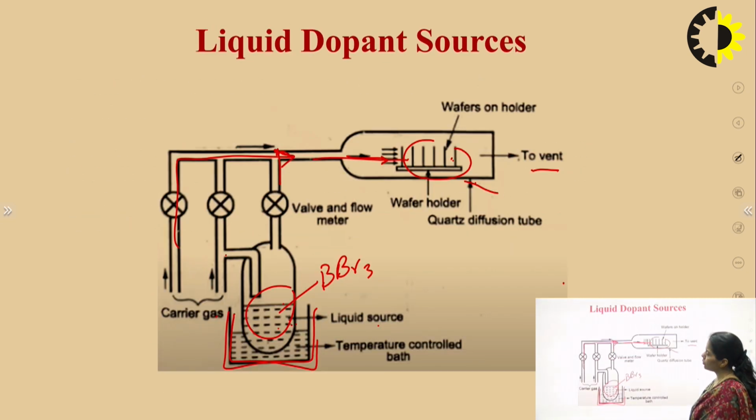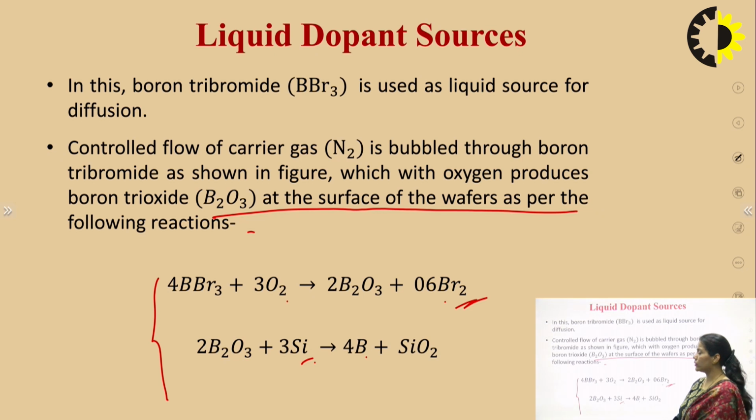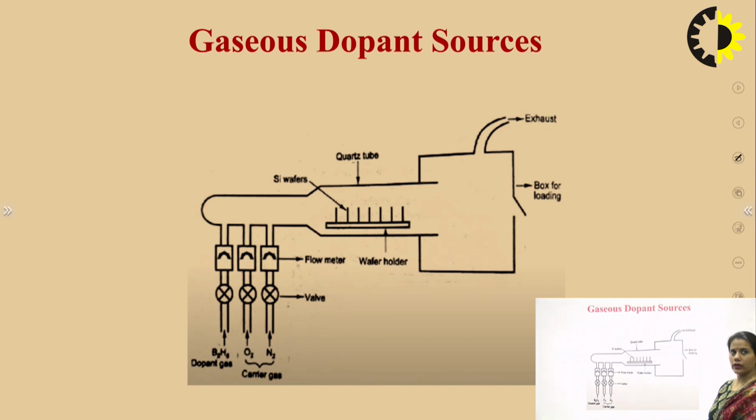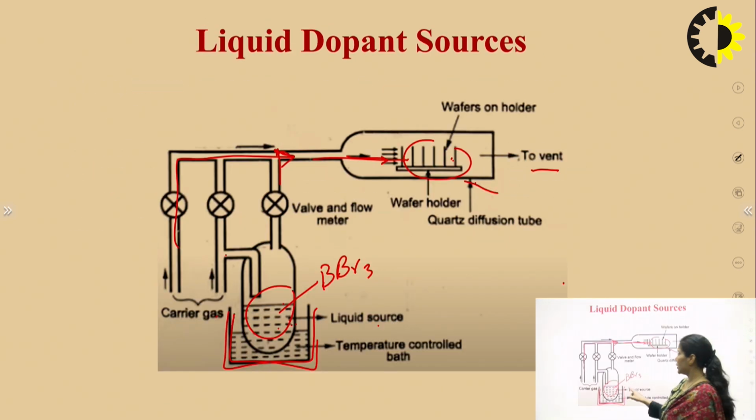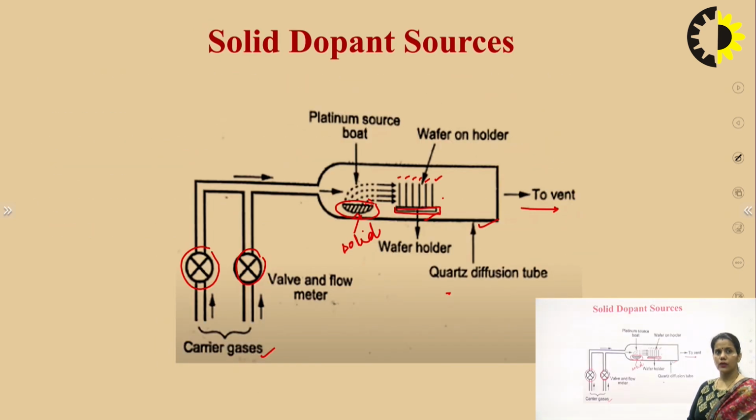We will see that all the arrangements, whether it is solid, liquid or gases, are similar in their structure. The only difference is in the dopant sources. One is solid, one is liquid, and another one is gaseous. Now let's go through the process of gaseous dopant diffusion. What is the difference? Here the liquid source was carried inside a capsule. Here the solid source was carried inside the boat.